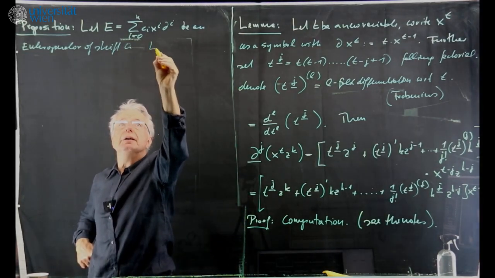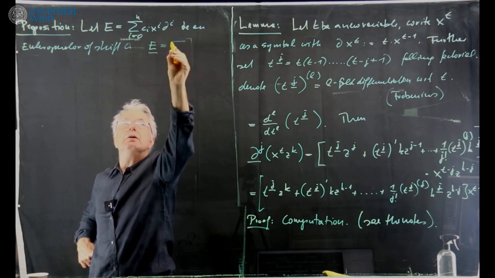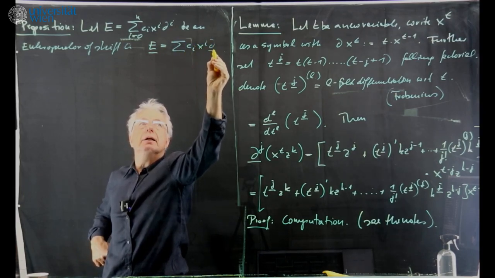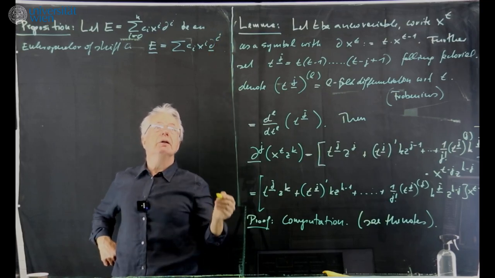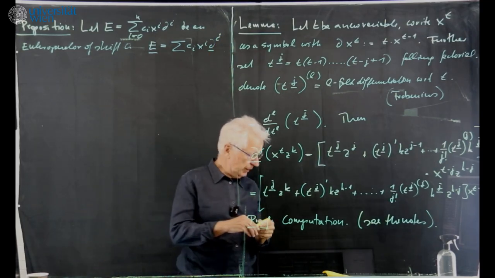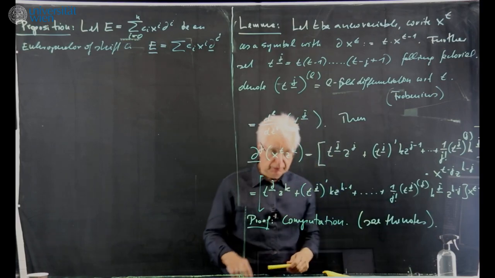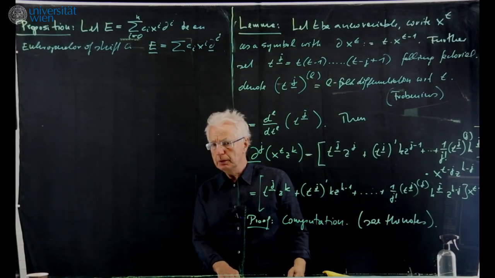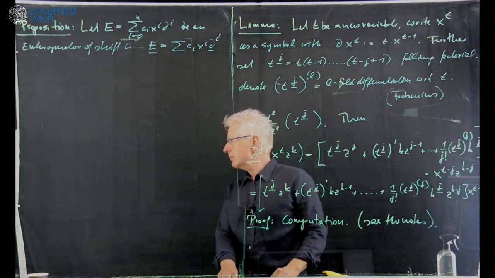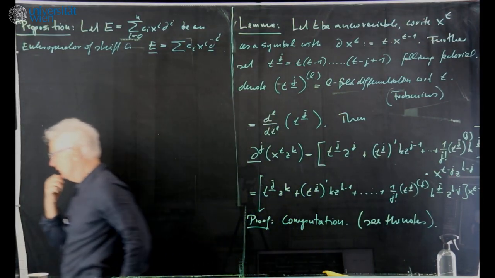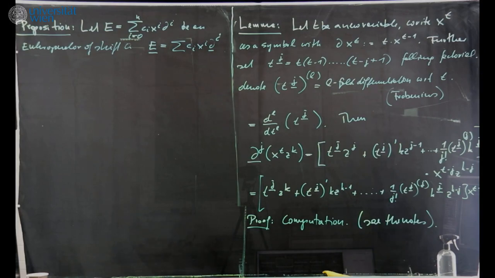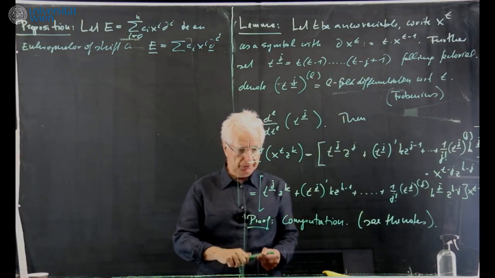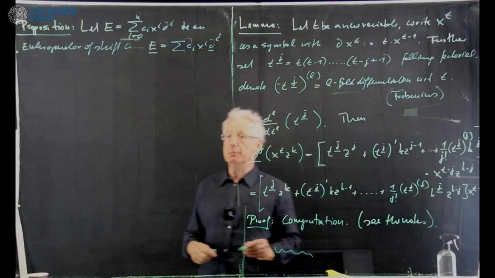I underline E to denote the sum of c_i x^i ∂ underline i, and now I think my stick is fading out, so I have to change the color. I have a yellow. Let me check a moment. No, let me continue with green. Let's see if green works. Yeah, this one is better.